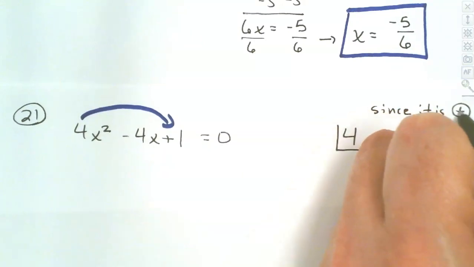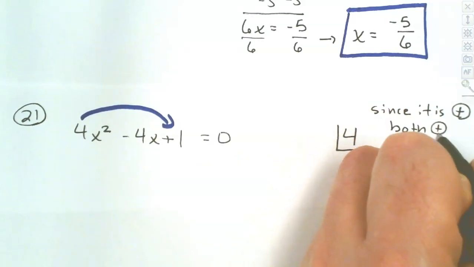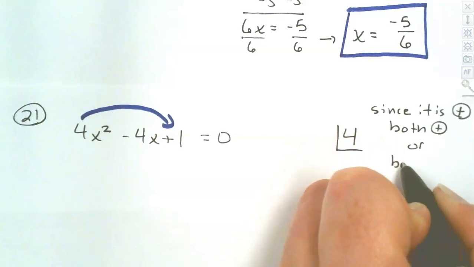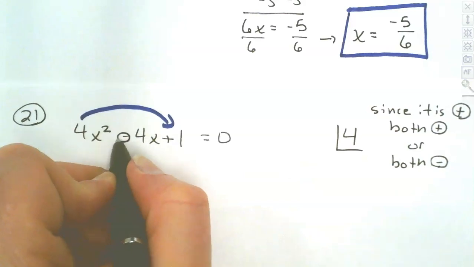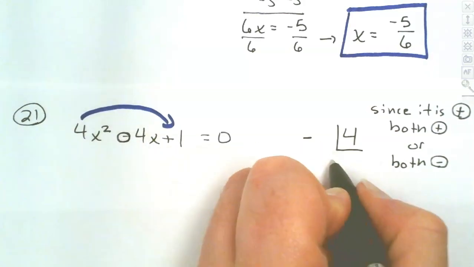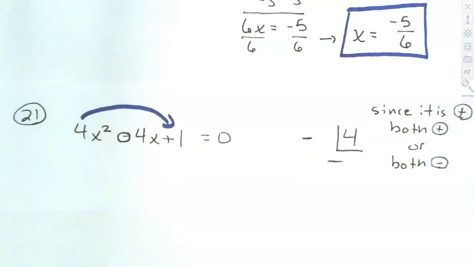So since this is positive, what do we know about the signs? We know they are either both positive or they are both negative. Now, what's the sign in the middle? Negative. So in this case, they are both negatives. So what two numbers multiply together to give you 4, add together to give you 4? What would we use? 2 and 1.